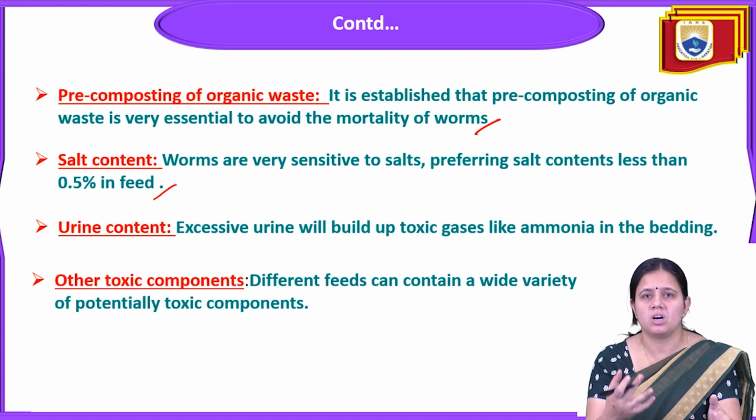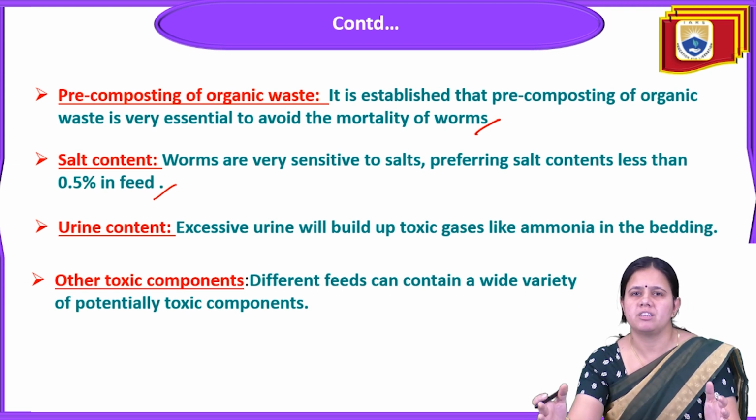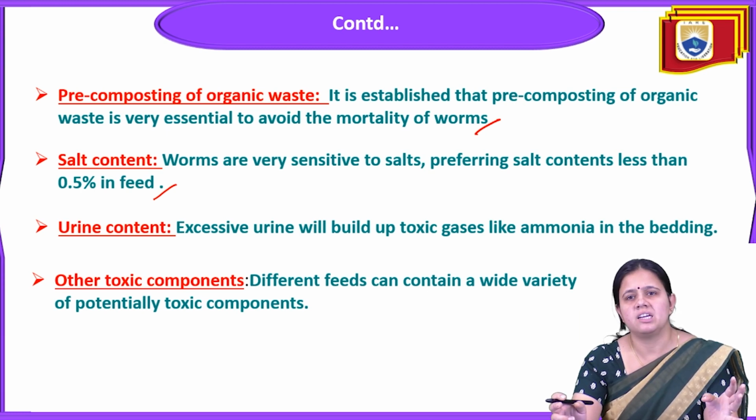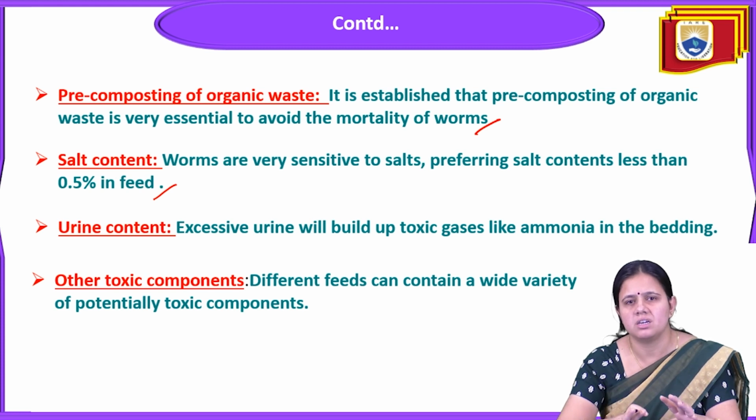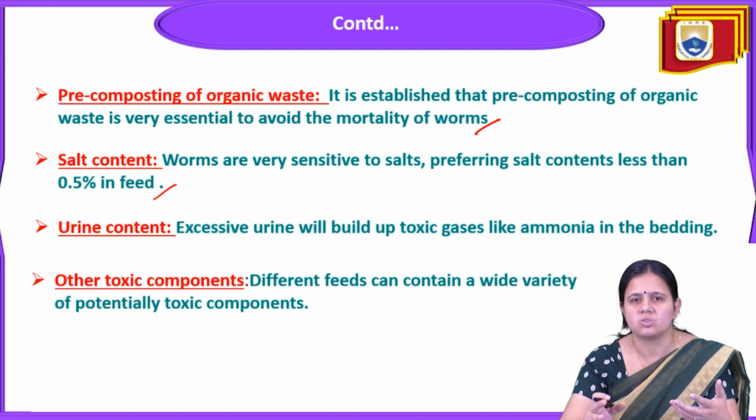So these are some of the conditions that are very much required to get a perfect vermicompost and vermicast. The first point is the pre-composting of organic waste, which should be established beforehand to avoid the death of these earthworms. Salt content should be controlled, excessive urine content should be taken care of, and other toxic components too. These are all adverse conditions, because when the earthworms start degrading the solid waste, ammonia will be released, and this ammonia is acidic in nature. With the release of ammonia, the condition will be bad.